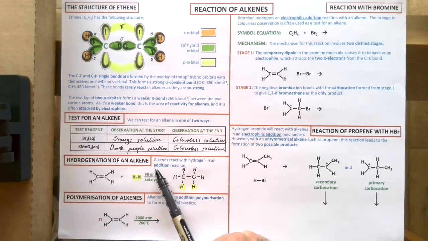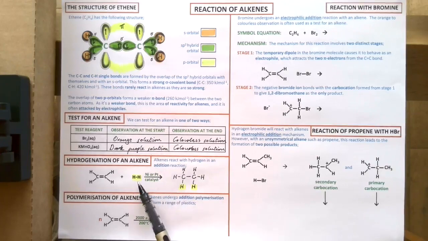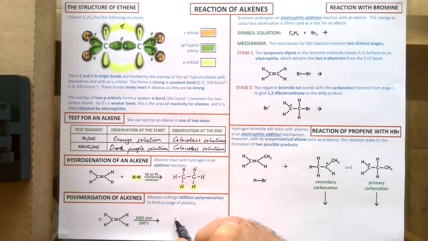Okay, now this is an addition reaction, and this is what alkenes do. They add things across a double bond, hydrogen being one of the things we can add across this double bond. Another thing we can do with an alkene is we can polymerize them. We can get them to join together. And again, you did this at GCSE, known as addition polymerization. And if we take ethene, we can get it to polymerize at high pressure, 2000 atmospheres, and quite high temperatures.